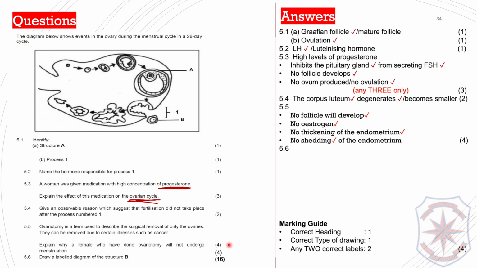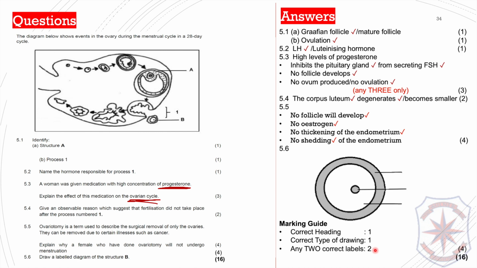Guys, by just drawing the diagram, you will not get 4 marks. Okay? So always give a heading, draw that particular diagram that you're instructed to draw. That would be 1 mark. And label as many labels as possible. Okay? Always do that. Heading, drawing, as many labels as possible.